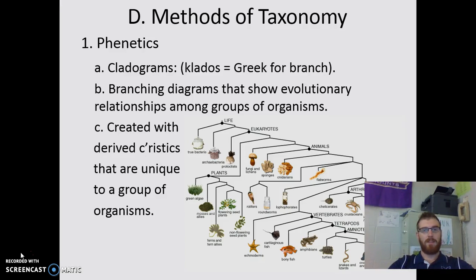So there are methods of taxonomy, or phonetics here. We use cladograms, which is Greek for branch. And these are simply branching diagrams that show evolutionary relationships among groups of organisms. We'll have another lecture specifically about cladograms and how you'll be creating them. And they are derived from characteristics that are unique to a group of certain organisms.